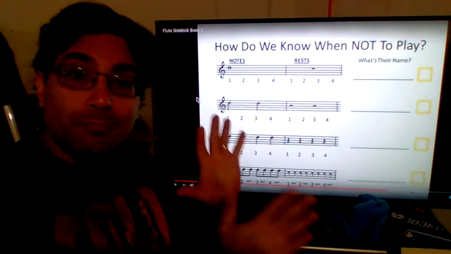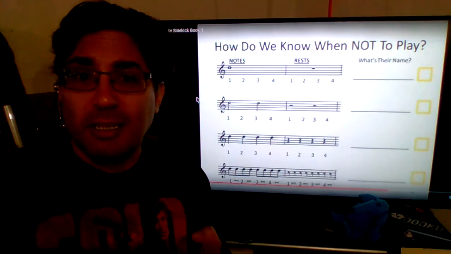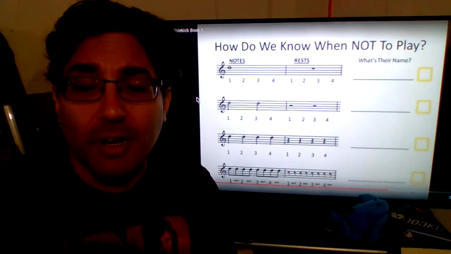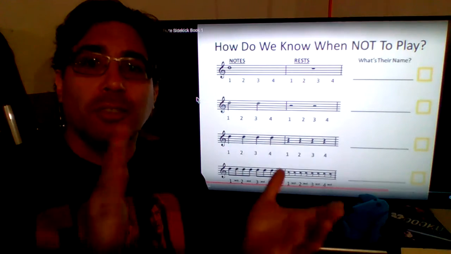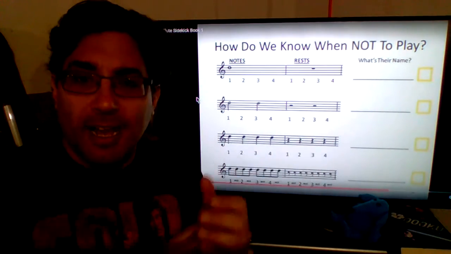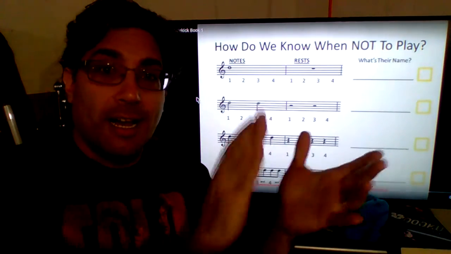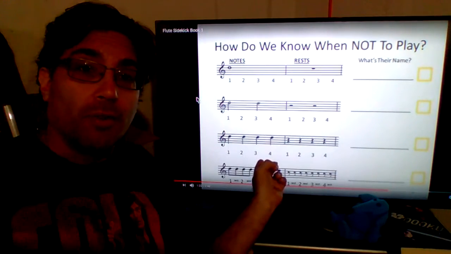Okay, so up till now, we've learned how to play whole notes, some of you dotted half notes, quarter notes, and eighth notes. You've learned how to tap them, how to play them. So eighth notes, ta, ta, ta, ta, ta, ta, ta, ta. Quarter notes, ta, ta, ta, ta. Half notes, ta, ta. And whole notes, ta. Okay? All those are over here.